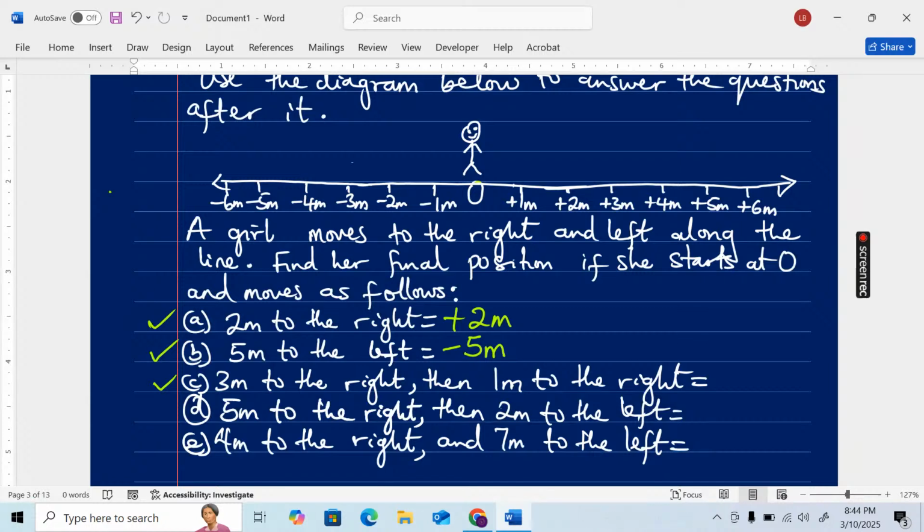So let's move on. Get ready again now for the D part of the question. 5 meters to the right, then 2 meters to the left. What will be our final position? From that 5 meters to the right, you have to stop at 5 meters first. Then you will now move 2 meters to the left from that 5 meters that you stopped. So what will be our final position?